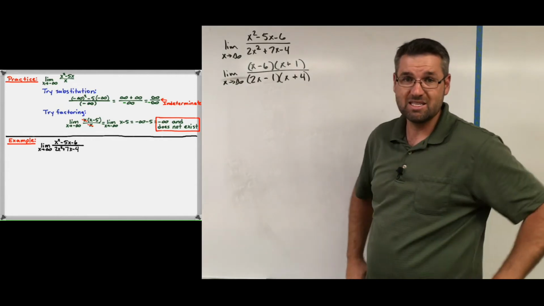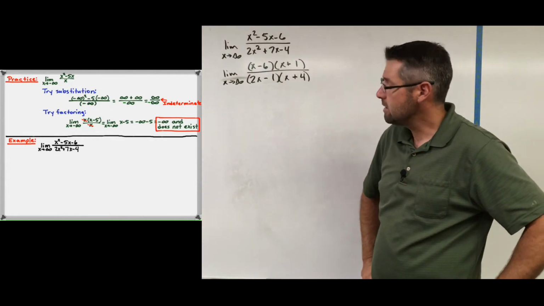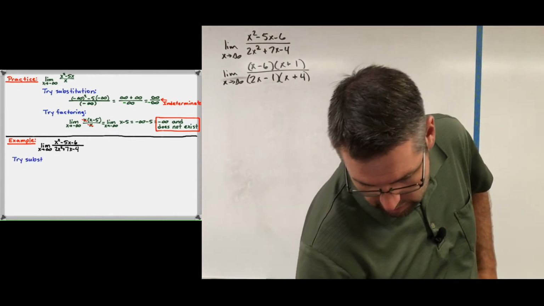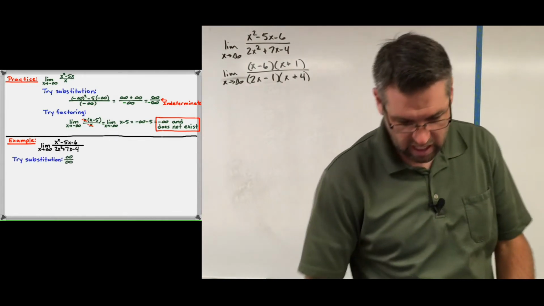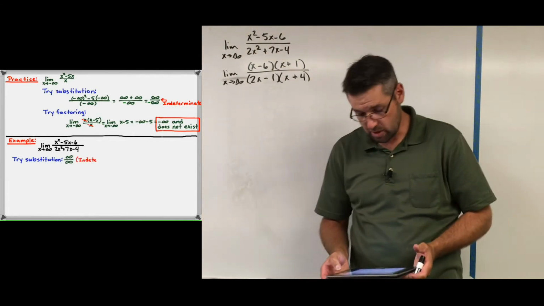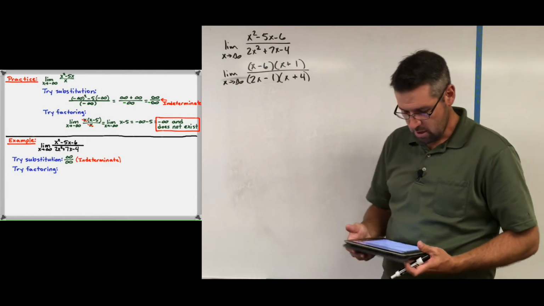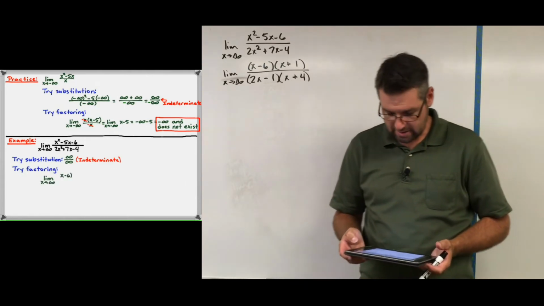So factoring doesn't work in this case. What could I do to help me see this? Okay, so we tried substitution. It gave us infinity over infinity. That's indeterminate. We tried factoring, and we could factor, but nothing reduced, so that didn't help.